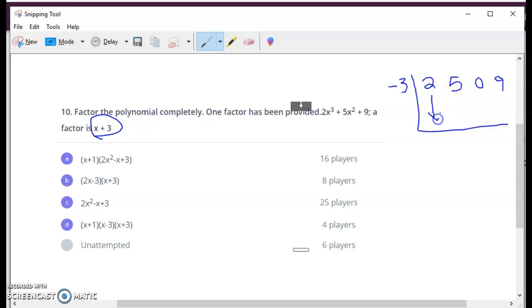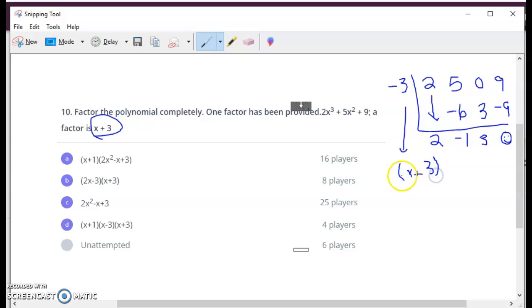And the process, I drop the first coefficient, and then from here I just multiply, add. So -3 times 2 is -6. I add down, I get -1. -3 times -1 is 3. I add down, I get 3. -3 times 3 is -9. I add down, I get 0. There's my smiley. So I'm happy because I proved this is a factor. So x plus 3 was a factor.